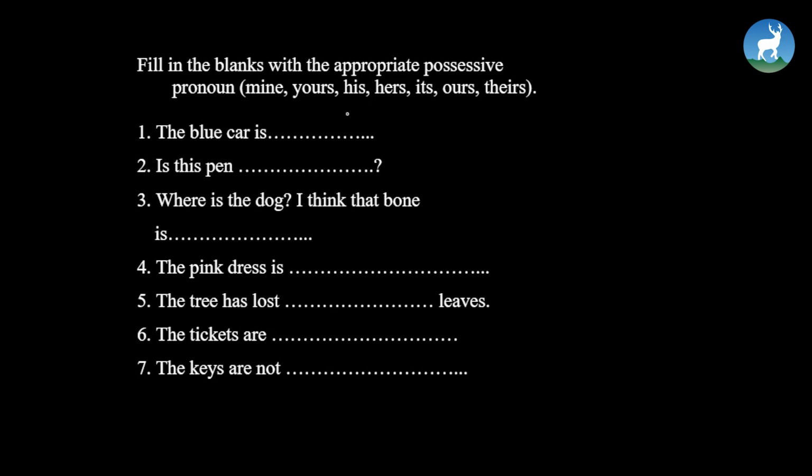The blue car is mine. Is this pen yours? Where is the dog? I think that bone is its. We use its for animals or things. The pink dress is hers. Remember, your answers can be different depending upon the sentences, because possessive pronouns show ownership depending upon who the things belong to, right? The tree has lost, again, its.